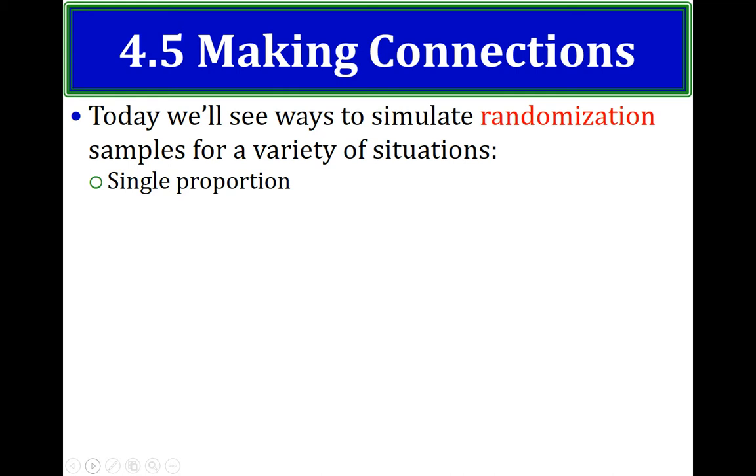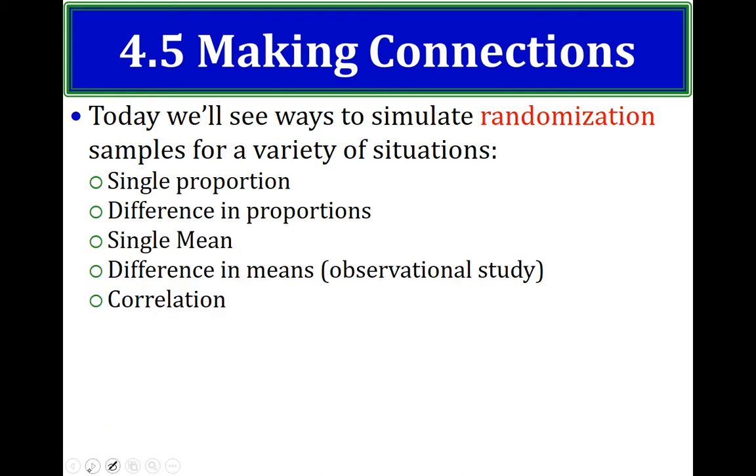Single proportion, 3 out of 7 things. Difference in proportions, 2 groups. One group has a proportion, another group has a proportion, and we're going to calculate the difference in those proportions. Single mean, difference in means. This would be observational studies. So in an observational study, I have 2 categories, and in one category, somebody gets one value. I'm going to measure that proportion. Another control group doesn't get that value, so I am going to get another mean, and then I'm going to get that value from that mean and a correlation.